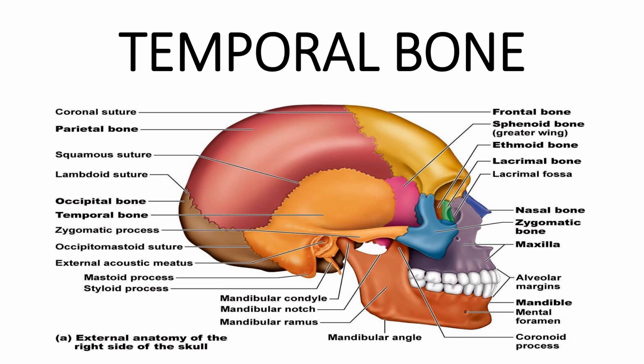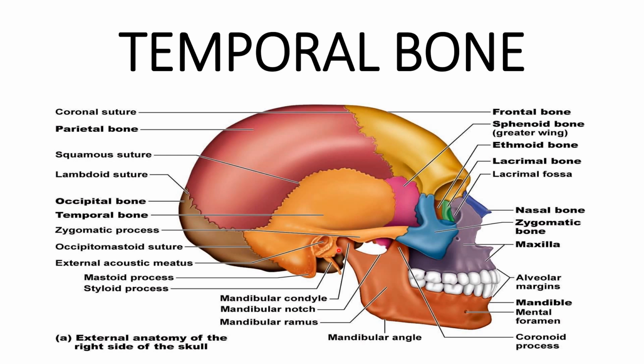In the temporal bone, this is the squamous part of the temporal bone, which has a zygomatic process. This fully is called the zygomatic arch, and you can see the external acoustic meatus, this is the external ear, and the styloid process, this one is the styloid process, and this one is a mastoid process, and you can see the fossa.